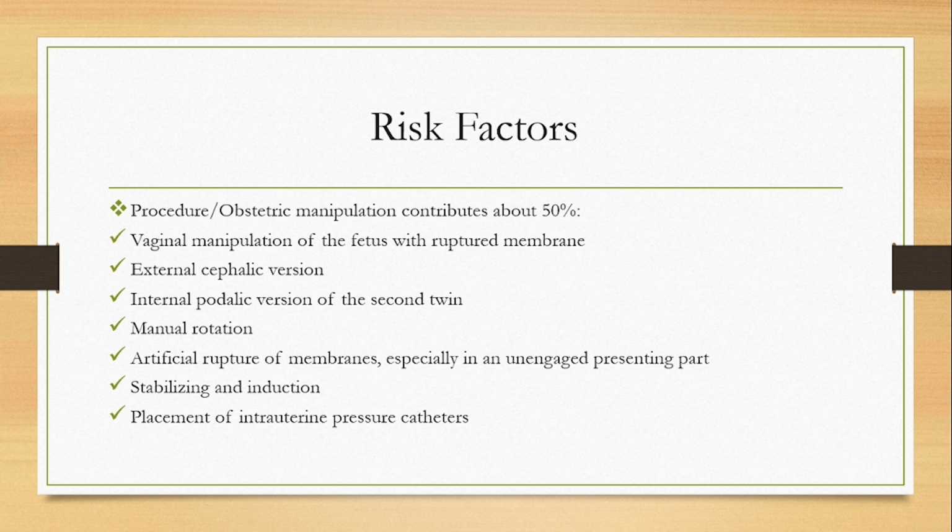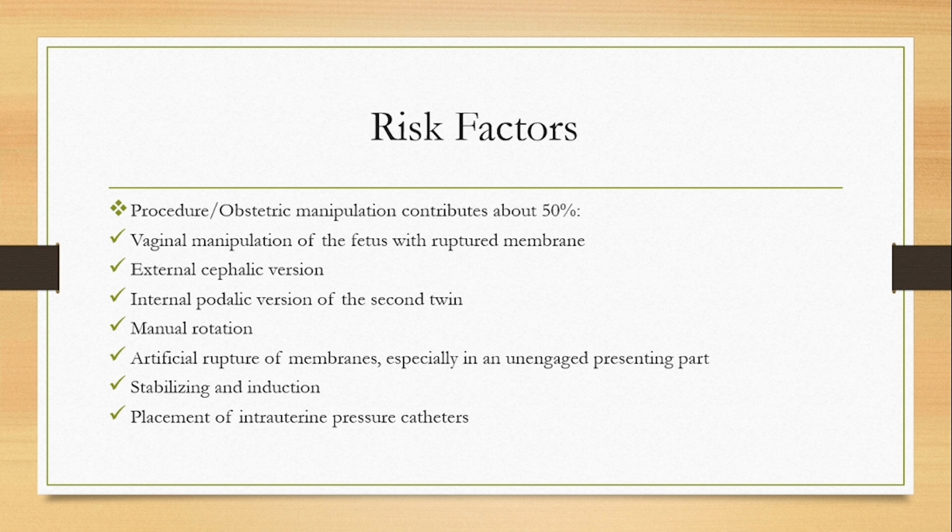Other risk factors include, majorly, obstetric interference, procedures or manipulations in obstetrics, especially in labor ward. And this accounts for as high as 50%. So vaginal manipulation of the fetus is a challenge and can lead to ruptured membrane and then cord prolapse. External cephalic version, I know you know what external cephalic version is.